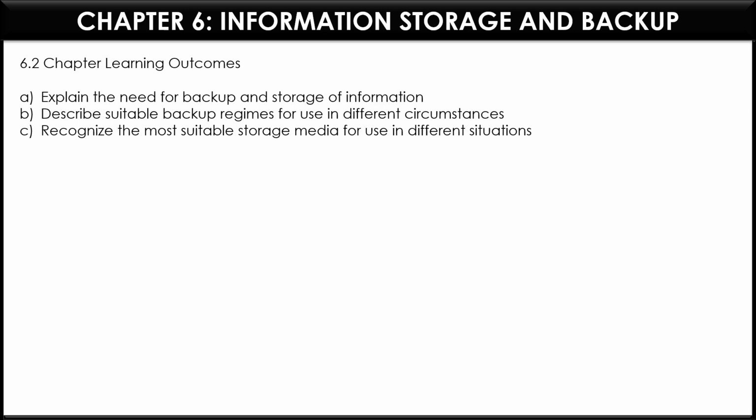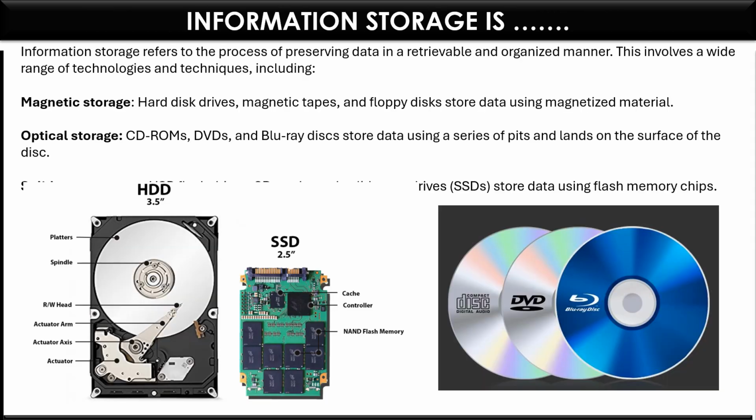So let's hit it up, starting with what information storage is all about. Information storage refers to the process of preserving data in a retrievable and organized manner, which involves a wide range of technologies and techniques, including the use of magnetic storage devices such as hard disk drives, magnetic tapes, floppy disks, which store data using magnetized material. Even though we no longer have floppy disks, and magnetic tapes are also disappearing.